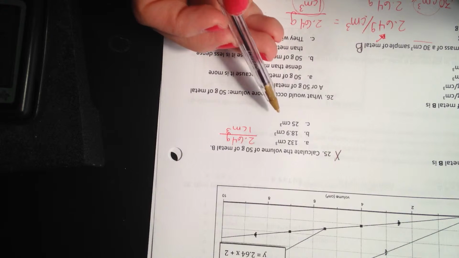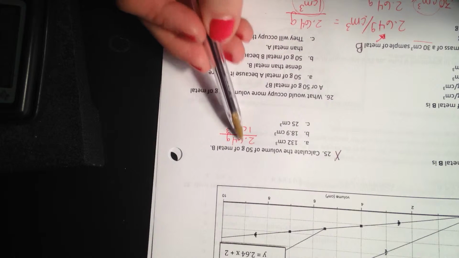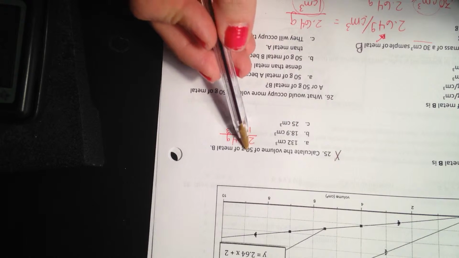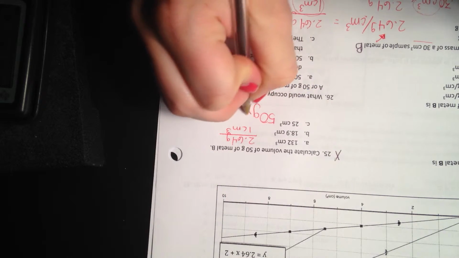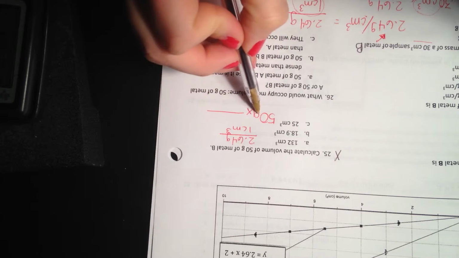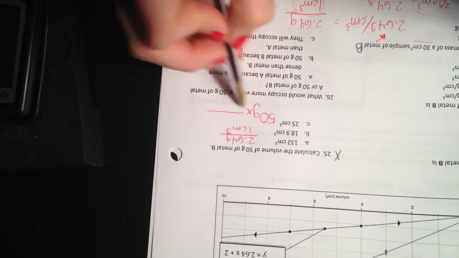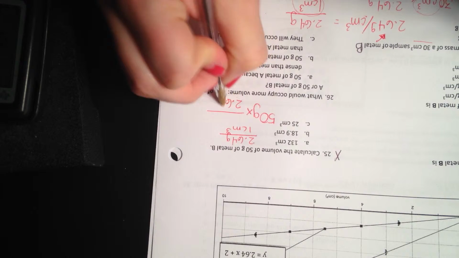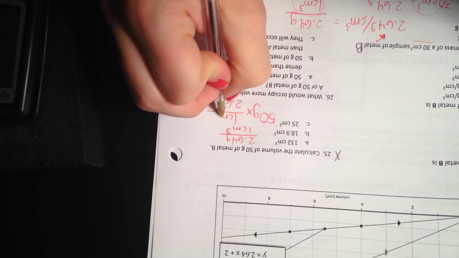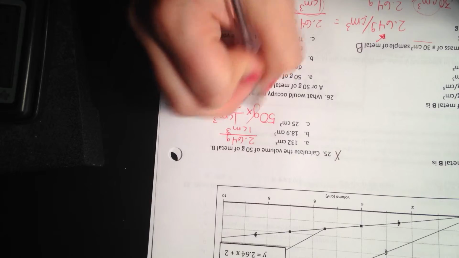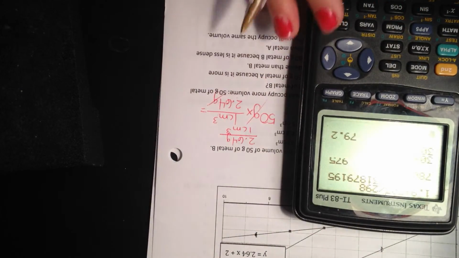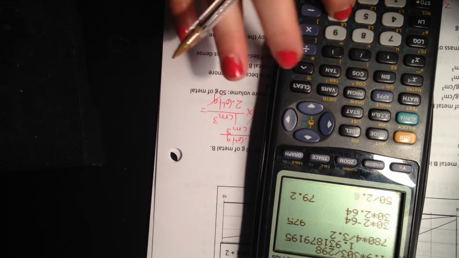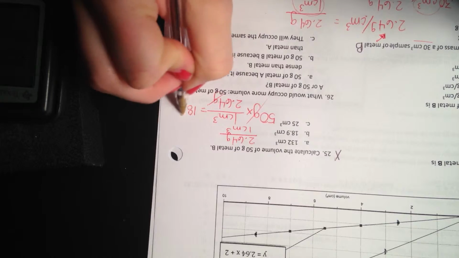If we were just thinking about it conceptually, you would probably know that you have to divide these two numbers. But if you wanted to set it up the dimensional analysis route, you want your grams kitty corner to each other so that they can cross cancel, and your centimeters cubed on top, because that's what we're trying to find. So you take 50 divided by 2.64, and you should get 18.9 centimeters cubed.